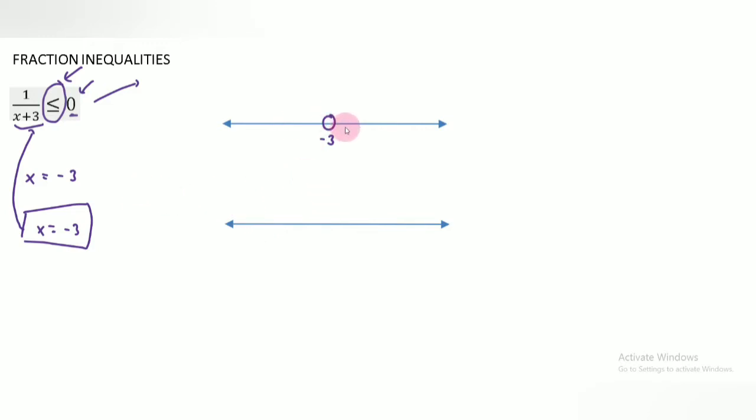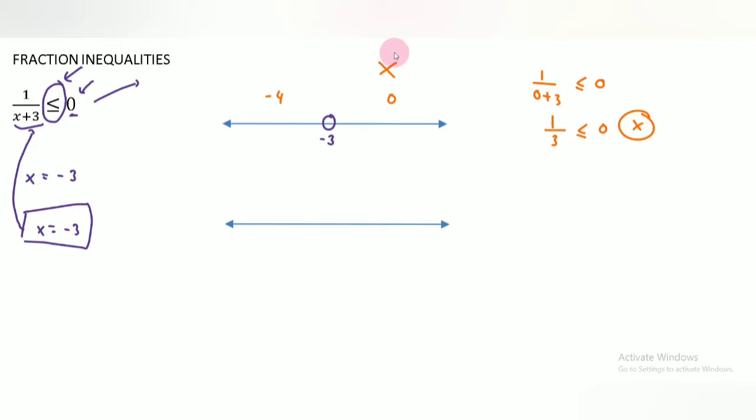So the rest is what? We need to test the areas. From the left side I can use -4, and from the right side I can use 0, my favorite one. If I use 0 in the original inequality, it is 1 over 0 plus 3 less than or equal to 0. So it is 1 over 3 less than or equal to 0, which is wrong. It doesn't satisfy the inequality. Therefore, this one is not the answer.